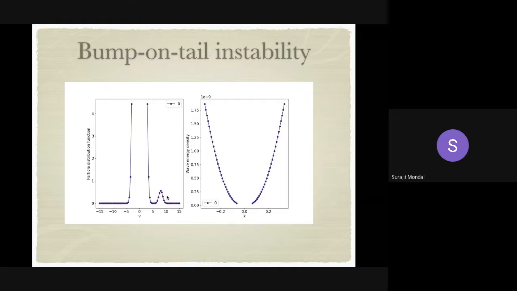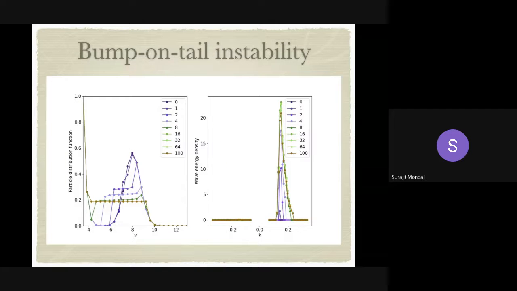So, how does it happen? It happens in this manner. These are the times. The different colors show the distribution function and the wave energy at multiple times. For example, this brown shows at time t equals 100. Let's ignore the units of the times here, and 0 is the time of the initial conditions. So, you see, slowly, as the particles in this bump are losing energy, the energy contained in the waves is increasing.